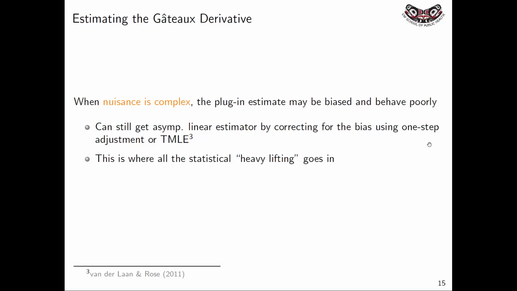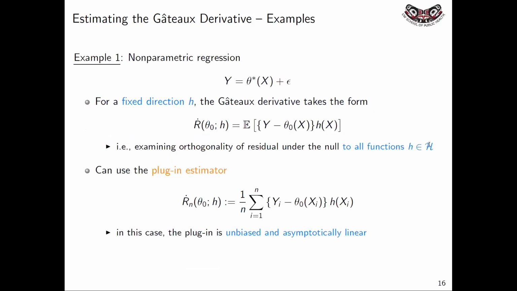So I'll try to explain this setting in the context of that partially additive model. Going back to the simple case, the non-parametric regression, if you think about any fixed direction h, then it turns out that the Gateau derivative is something that actually makes sense. It looks at the residual at the null, and then the product of that residual with h of x. If r dot is 0, it means these two are orthogonal to each other. So any h in our function class has to be orthogonal to the residual.